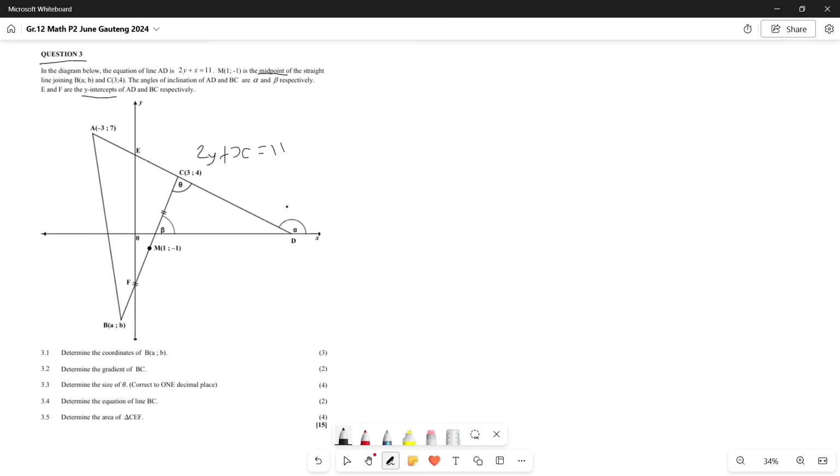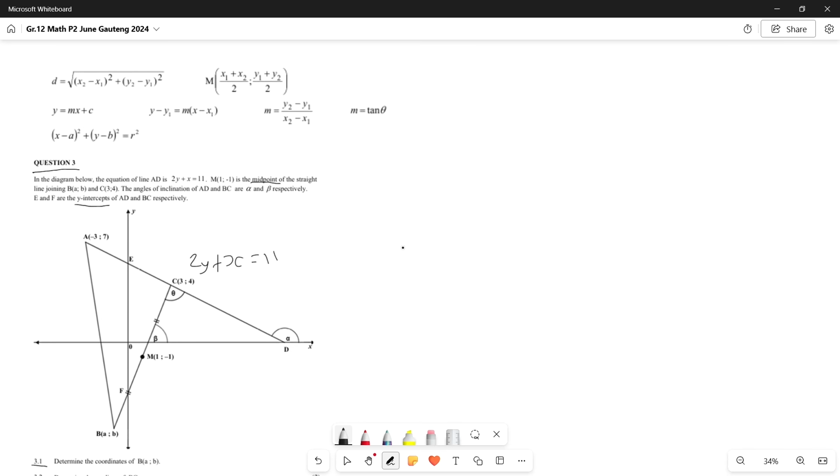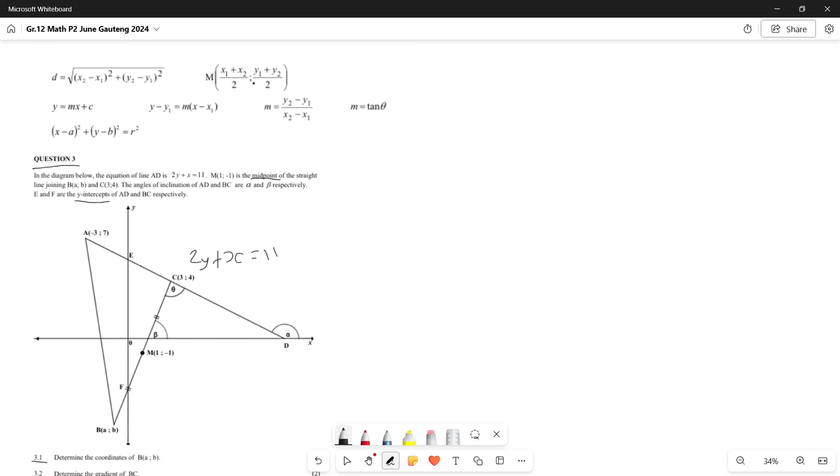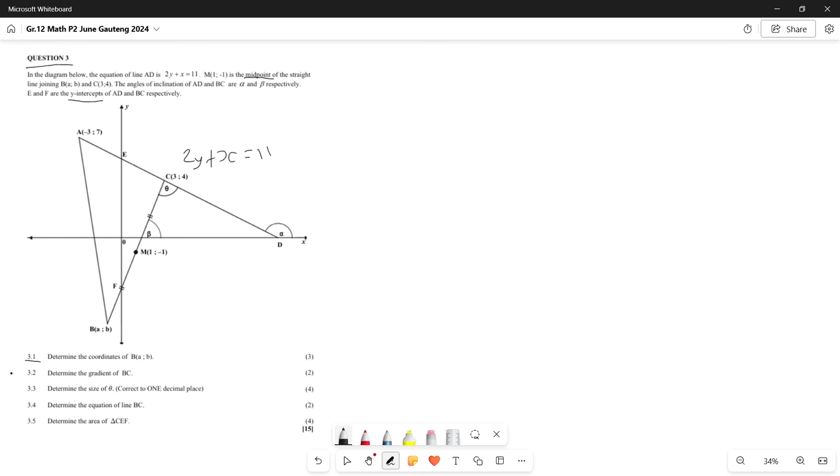So we have our formulas up here. We have our distance formula, our midpoint formula, our straight line equations, these two options over here, our gradient formula, our equation of a circle formula for question 4, and then our m equals tan theta for any angles of inclination. So question 3.1 says, determine the coordinates of B, so the x and y coordinates, both of these unknown. For 3 marks, we're going to use the midpoint formula on line CB, because they told us the coordinate pair of M, which is (1; -1).